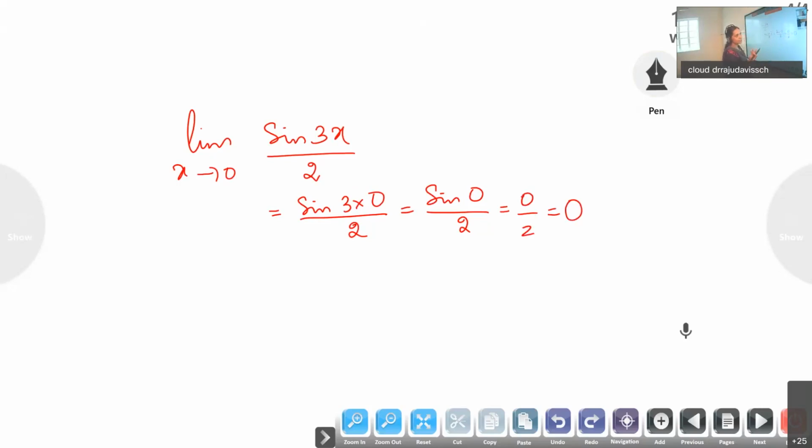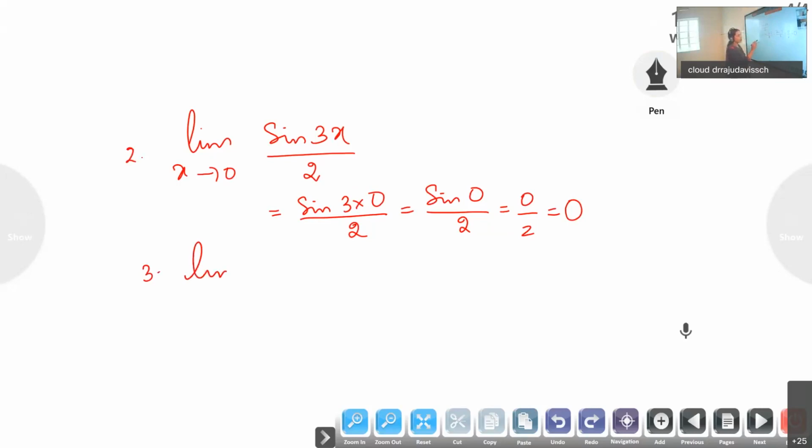You are not getting an indeterminate form. Just put x is 0. If x is in the denominator, we can't do that, then we have to use the identity. Limit x tending to 0 of sine 3x by 2. So we replace the value of x with 0. 3 into 0 by 2, which is 0. Next one.